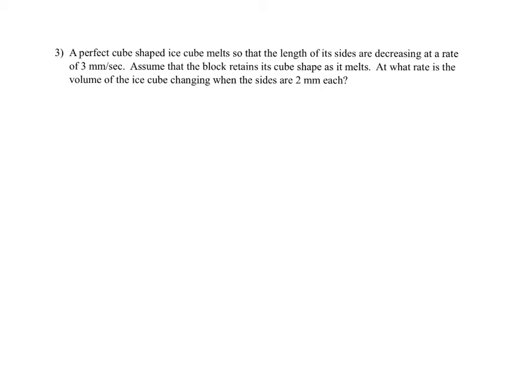Number 3 says a perfect cube shaped ice cube melts so that the length of its sides is decreasing at a rate of 3 millimeters per second. Assume that the block retains its cube shape. We've heard something similar to this from the last problem. At what rate is the volume of the ice cube changing when the sides are 2 millimeters? So very similar problem to the last one.